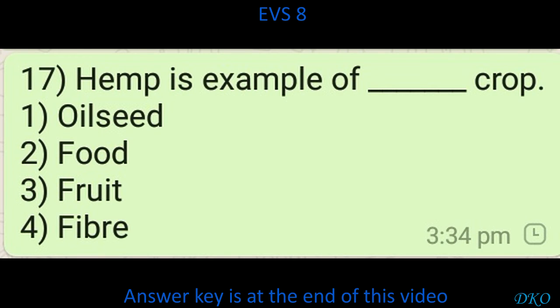Question number 17. Hemp is an example of dash dash crop. Option number 1 is oilseed, option number 2 is food, option number 3 is fruit, and option number 4 is fiber.